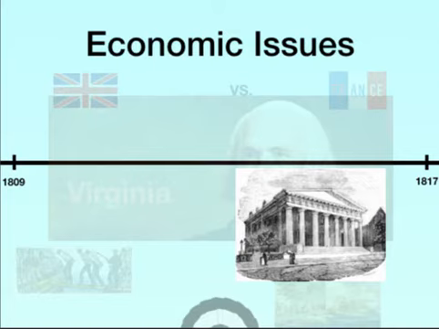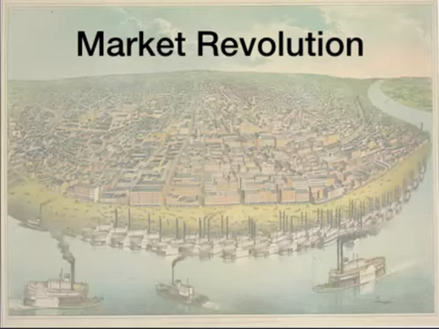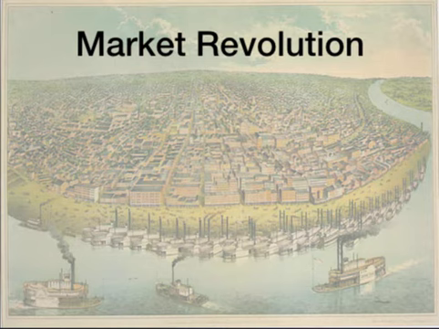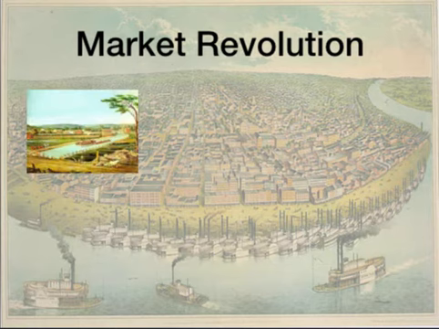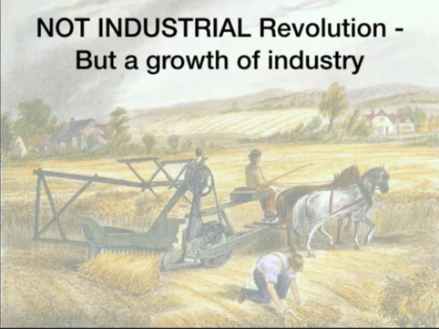The biggest economic issue of this era, though, is what's known as the market revolution. This is a huge change. It's a change in the distribution of goods. America's economy goes from local economies and regional markets to a national or even international market for American trade. This is brought on a lot by changes in transportation, first with the canal boom and then shortly thereafter with railroads.